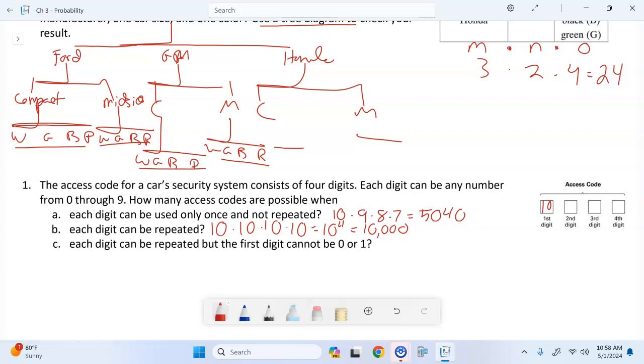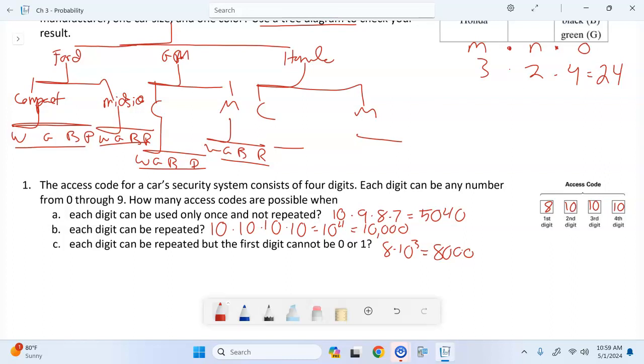For our last one, each digit can be repeated, but our first one cannot be a 0 or a 1. So how many options do we have for the first digit? 8. How many do we have for the second? 10. And the third? 10. And the fourth? 10. The only limiter is on that first one. It can't be 0 or 1, so it has to be 2 through 9. But outside of that, we can use 0 through 9 for the rest of them. So 8 times 10 to the third, and we get 8,000 combinations that we can use for that security code.